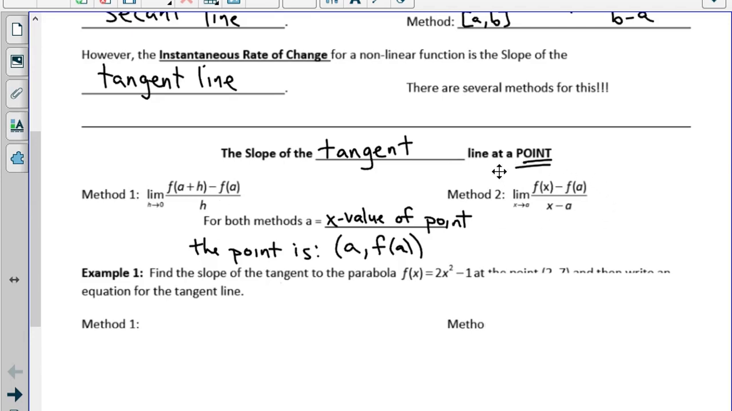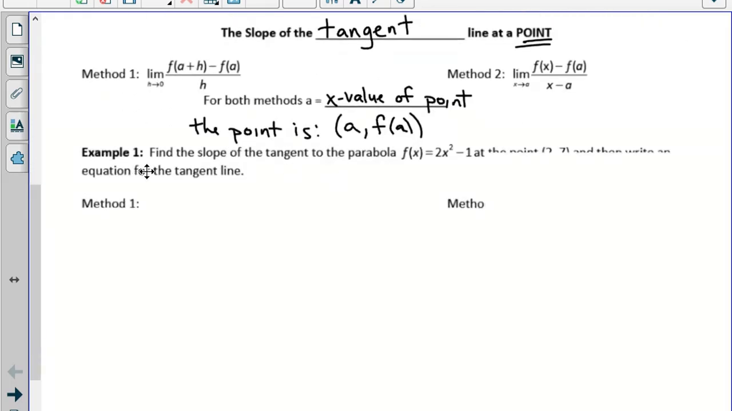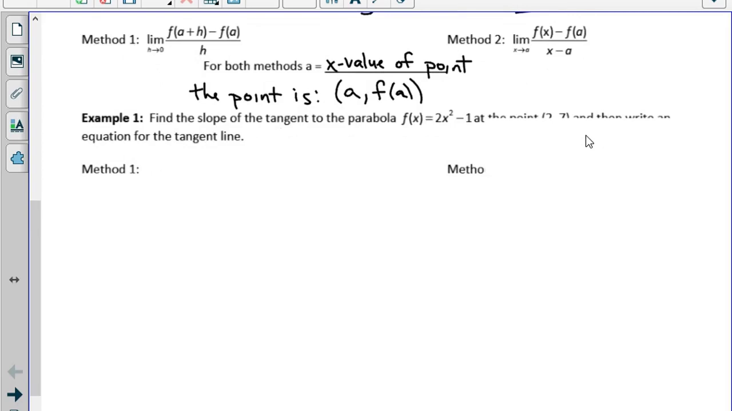So most of this notes sheet, I'm going to only use method 2, but in example 1, I will use both methods. And then once we get to chapter 3, we'll be using method 1 more extensively when we're not talking about it just at a particular point, when we're trying to find the slope of the tangent line at any particular point, or what we will call the derivative. Okay, so example 1. Oh yeah, by the way, for both methods, a is the x value of the point. So if the point is a comma f of a, a is the x value, and f of a is the y value.